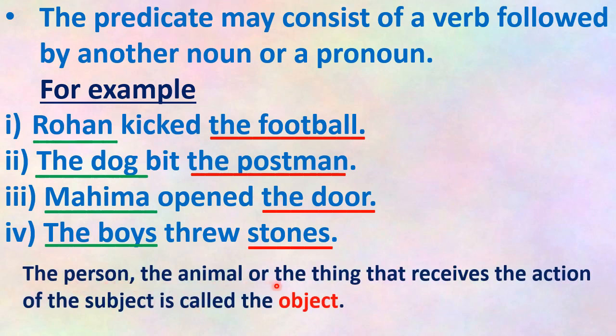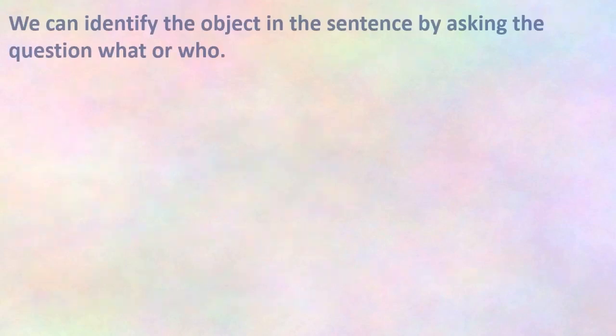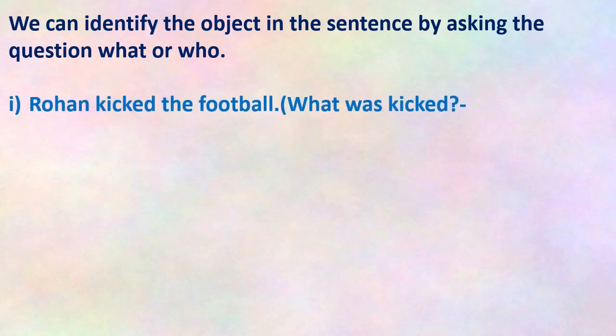So the person, the animal or the thing that receives the action of the subject is called the object. So here as you can see, the person or the animals or the things are receiving the action of the subject. So that thing is known as object. We can identify the object in the sentence by asking the question what or whom. So the same example, Rohan kicked the football. So now here you can ask what was kicked. So the answer will be the football.